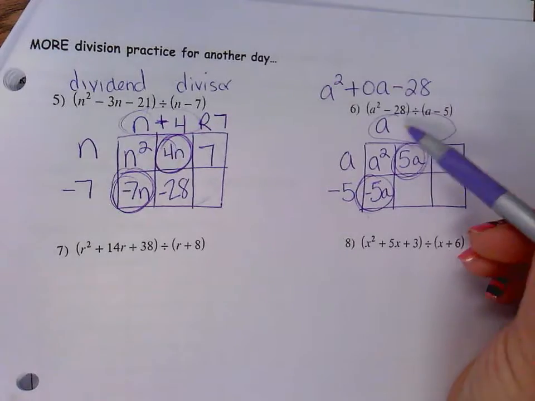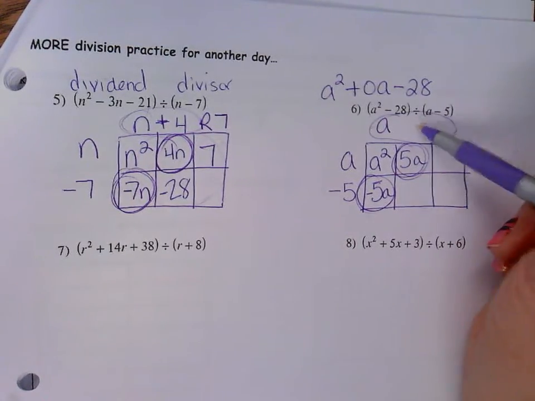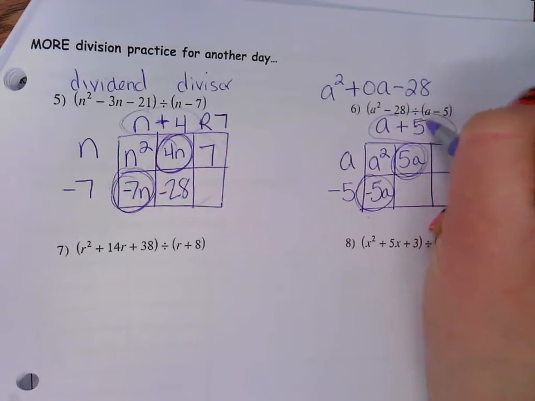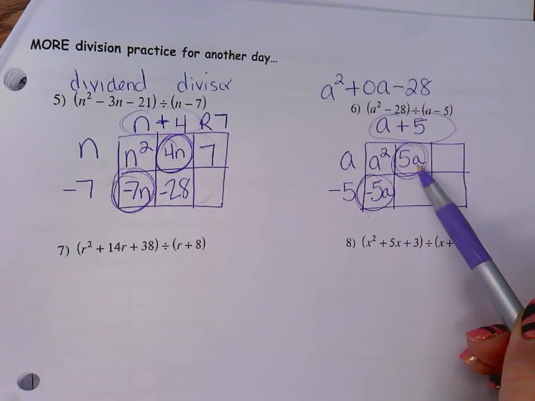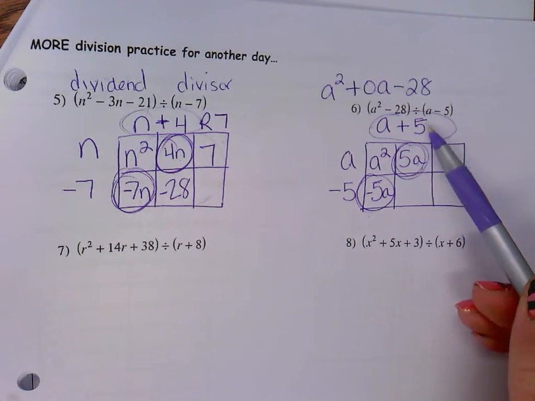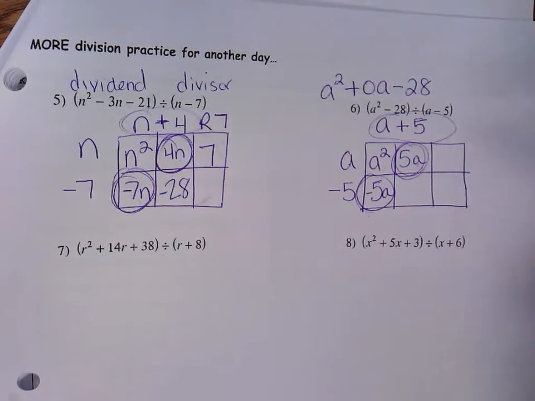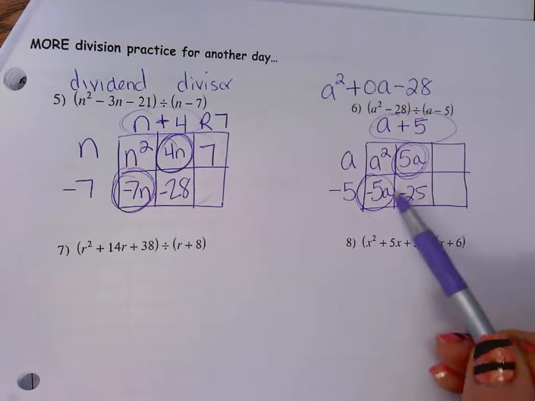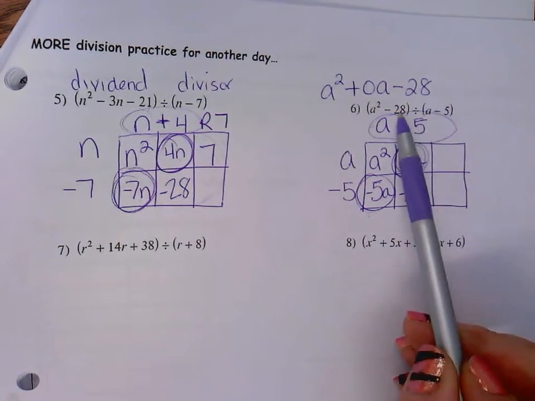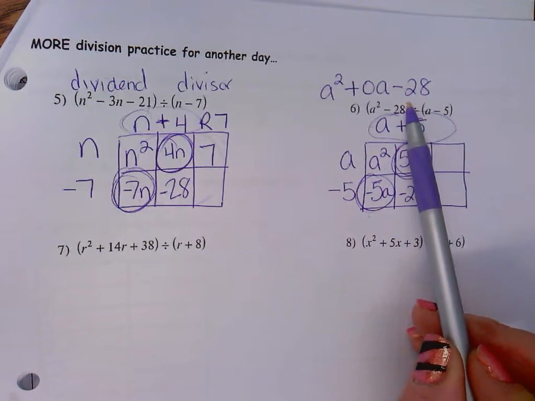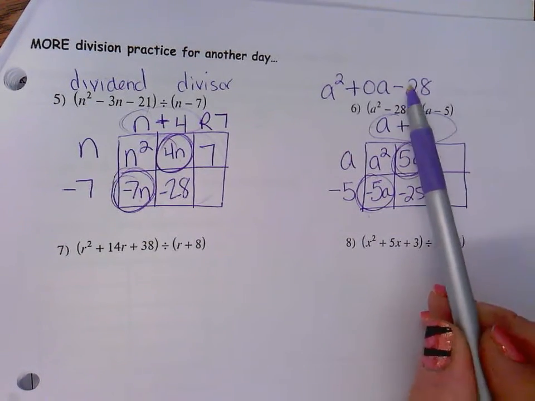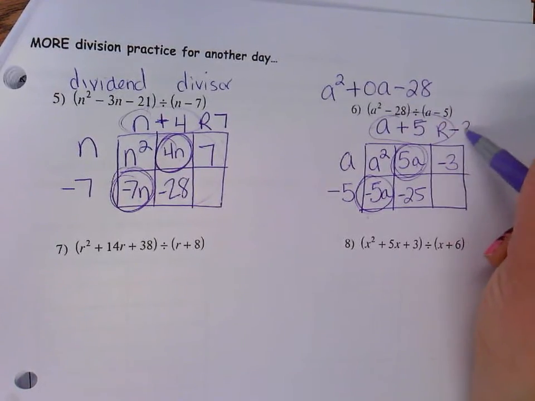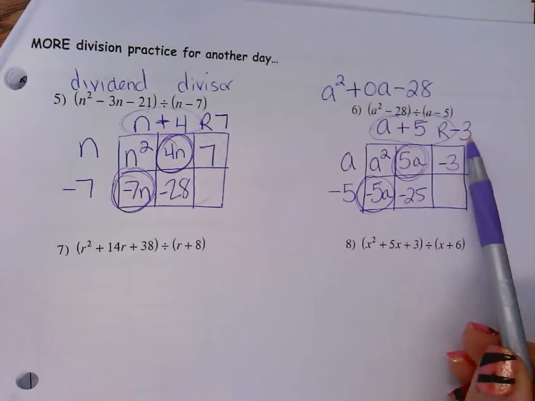So the last step in your quotient, what times a will give me this 5a? I'd have to add 5. 5 times a is 5a. So then 5 times -5 is -25. So I'm going to check, is that what I wanted? I actually wanted -28. So I need a remainder to get me to -28. So my remainder is -3. So a plus 5, remainder of -3.